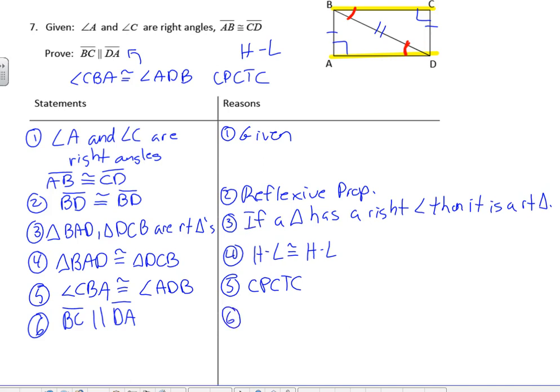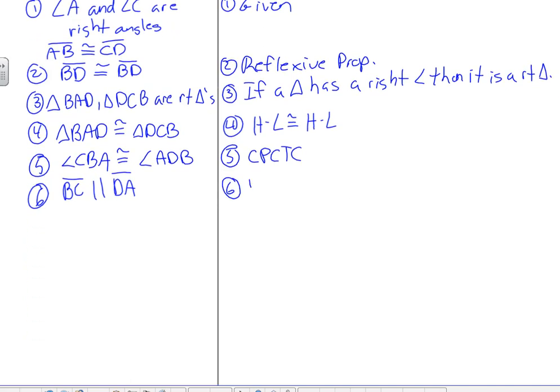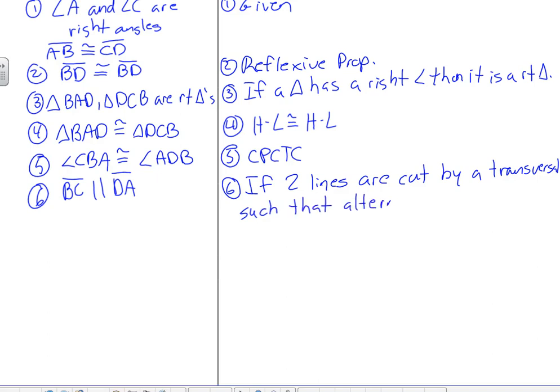And the reason for that is that if two lines are cut by a transversal such that alternate interior angles are congruent, then they are parallel. All right, so a couple of fun proofs.